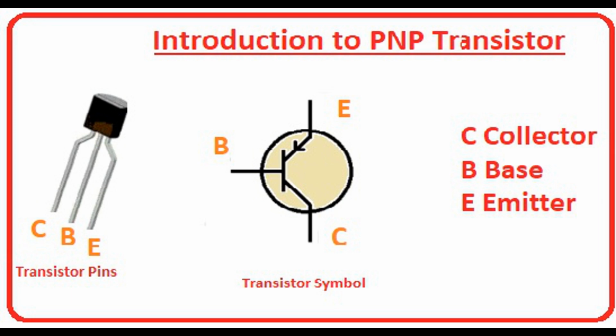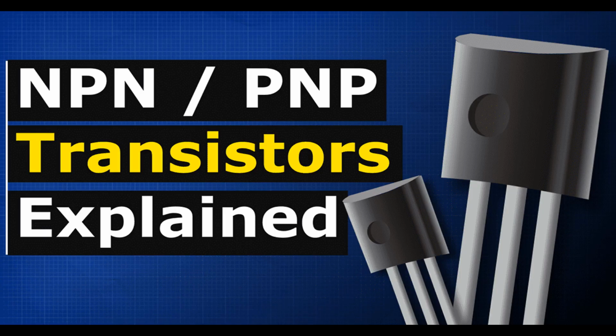Amplification. The primary function of the base terminal is to control the flow of charge carriers, either electrons in NPN transistors or holes in PNP transistors, between the emitter and collector terminals. Small variations in the base current or voltage result in larger variations in the emitter-to-collector current, IE or IC, making the transistor an amplification device. This is known as current amplification or current gain, denoted as beta for BJTs.